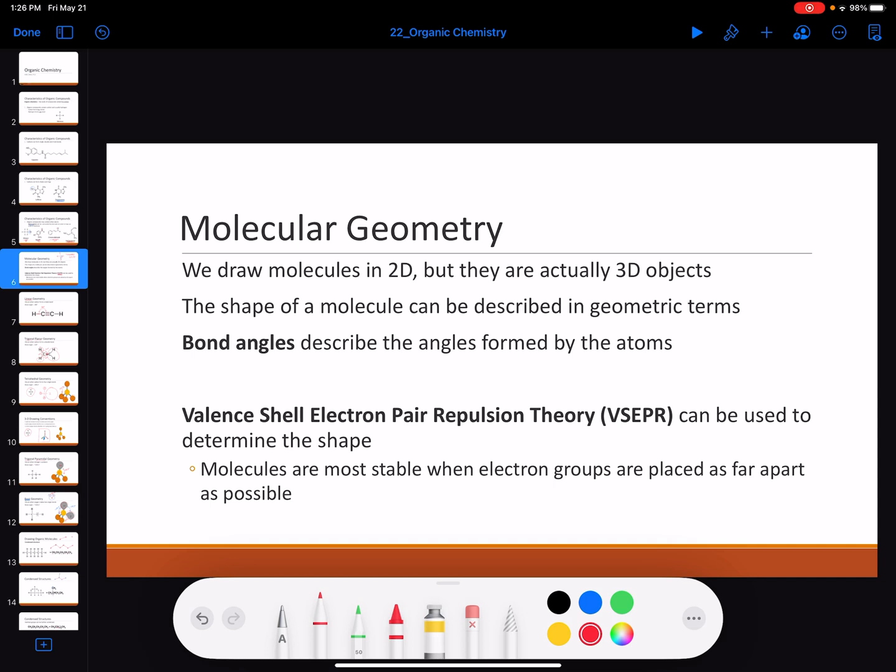If you remember back to our section on geometry, we learned about VSEPR theory, valence shell electron pair repulsion theory, which sounds really scary, but it literally just means that electrons each have negative charges and they repel each other. So in a molecule, these electron pairs will get as far apart from each other as possible.